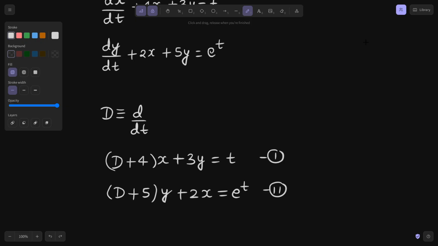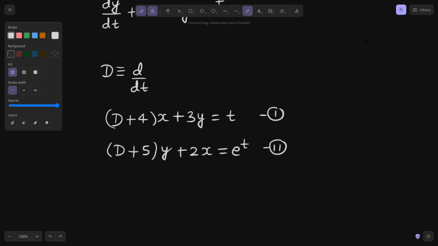Now you have to eliminate either x or y from both the equations. So let's suppose I'm going to eliminate y. I can't eliminate both, because it can be even lengthier in that case. You can do that yourself. In order to eliminate y, the coefficient of y in both the equations needs to be equal. In the first equation the coefficient of y is 3. In the second equation the coefficient of y is D plus 5.